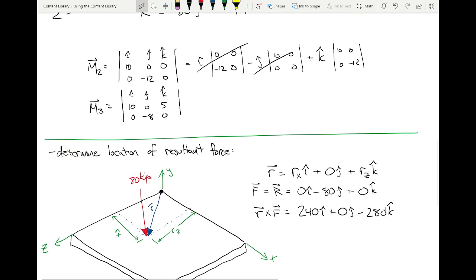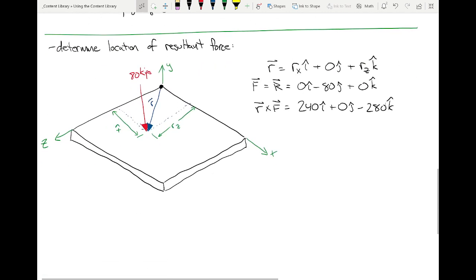Okay, so let's see what we get. All right, so let me scroll down. Now, I know it looks kind of nasty because you're like, okay, wait a minute, Dr. Mike, you got two variables here. What's going on? Trust me, this is actually going to be a lot easier than you think. So let's take R cross F.